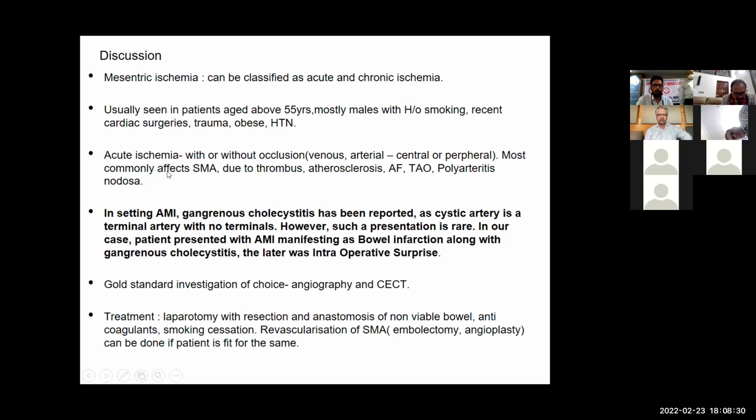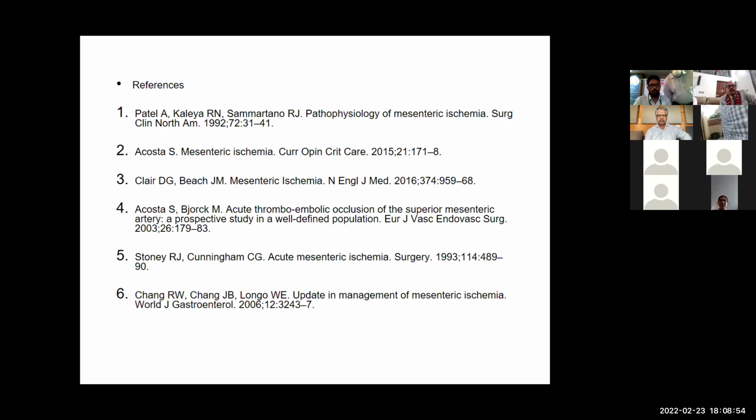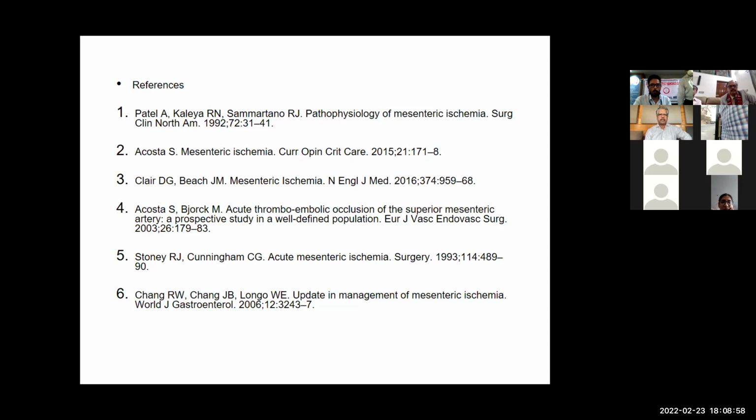In the setting of AMI, that is acute mesenteric ischemia, gangrenous cholecystitis has been reported, as the cystic artery is a terminal artery with no collaterals; however, the presentation is rare. In our case, the patient presented with AMI manifesting as bowel infarction along with gangrenous cholecystitis, and the latter was an intraoperative finding. These are my references. Thank you. Any questions, sir?